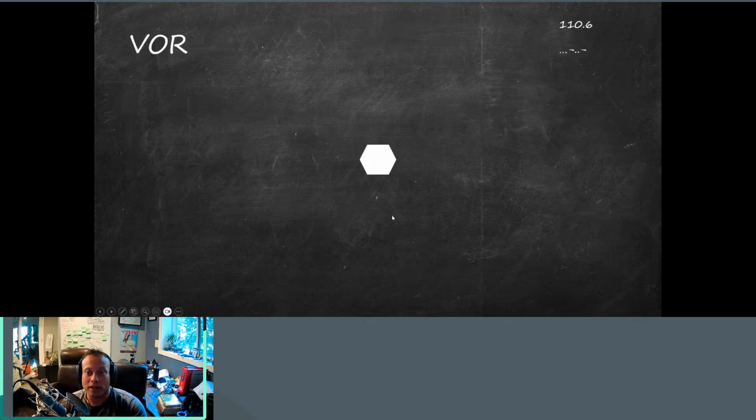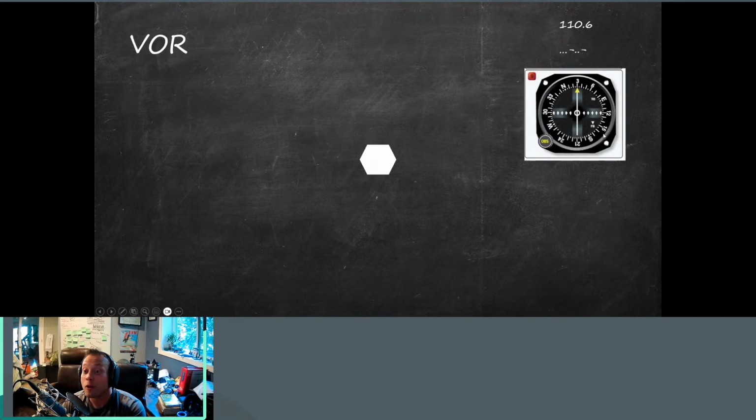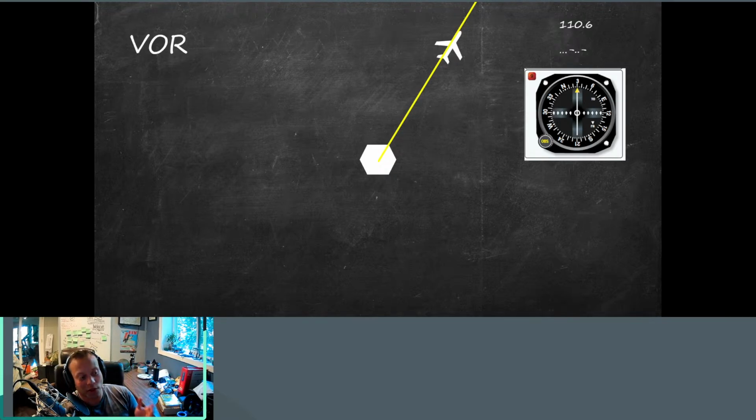Now, let's say we dial up that frequency again, listen to the Morse code, and now we have a from indication with 030. We are on the 030 radial away from this station, and it's centered. That tells us that we are on the 030 radial away from the station. Again, the nose can be pointed anywhere. In this case, I just have it set in the same direction just to make things easy. And when you fly, it's probably easiest to turn to the heading that you've selected so that it's easier to visualize what's going on.